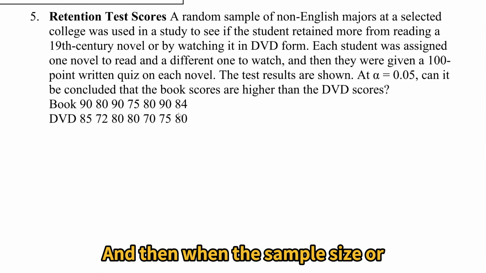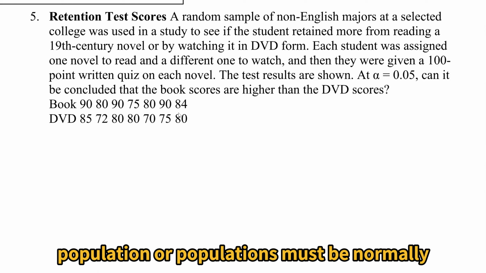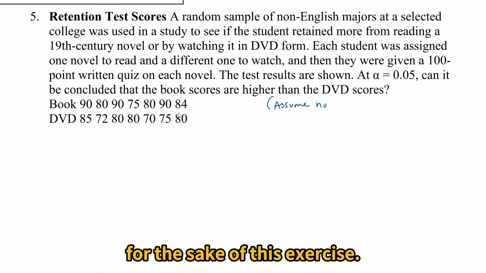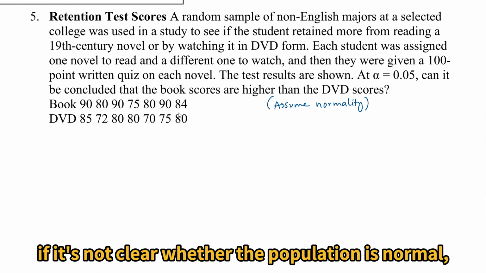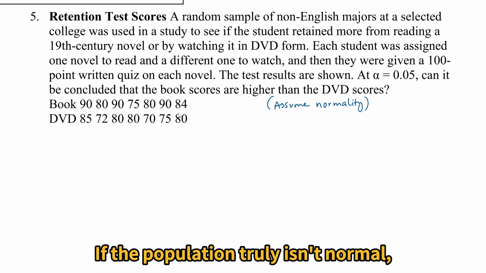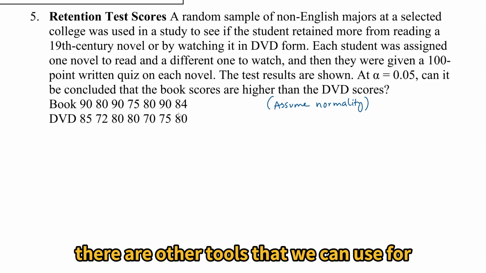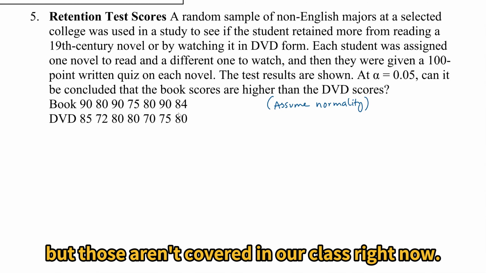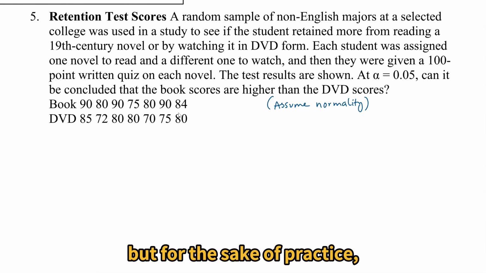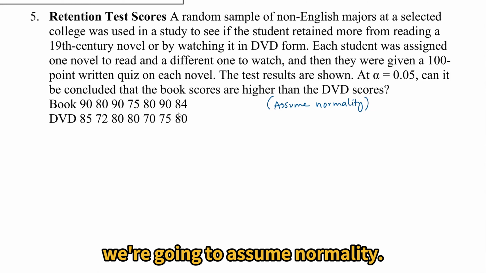And then when the sample size or sample sizes are less than 30, the population or populations must be normally or approximately normally distributed. We're going to assume normality for the sake of this exercise. If it's not clear whether the population is normal, because we're learning, we'll assume normality. If the population truly isn't normal, there are other tools that we can use for testing hypotheses, but those aren't covered in our class right now. So know that there are other tools out there, but for the sake of practice and what we're doing here in our class, we're going to assume normality.